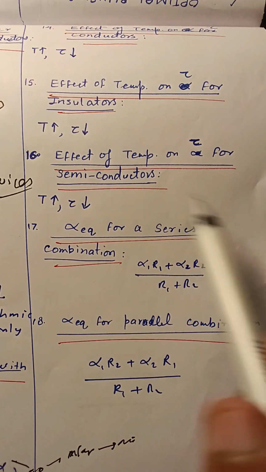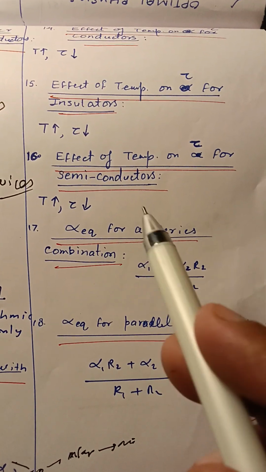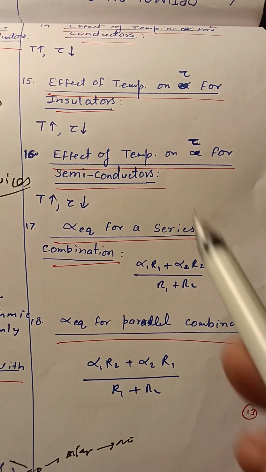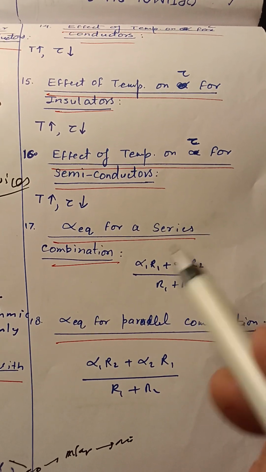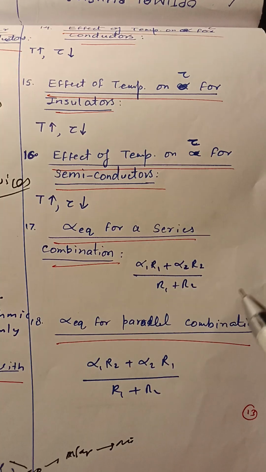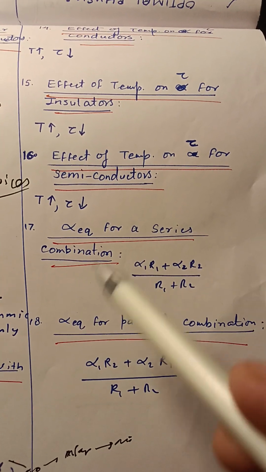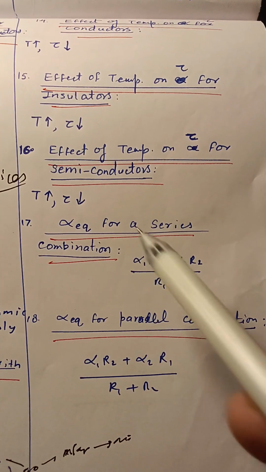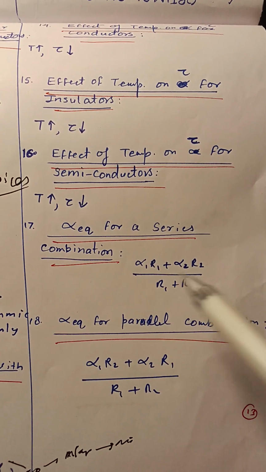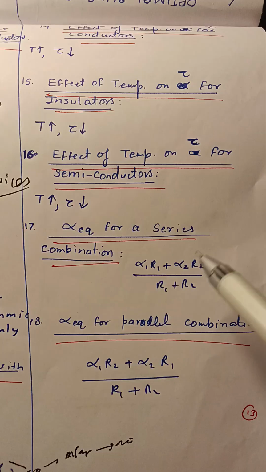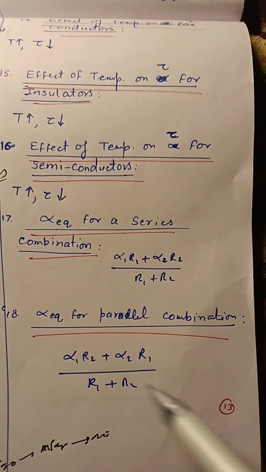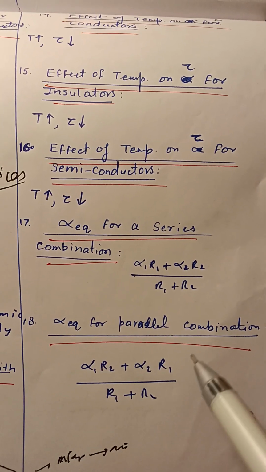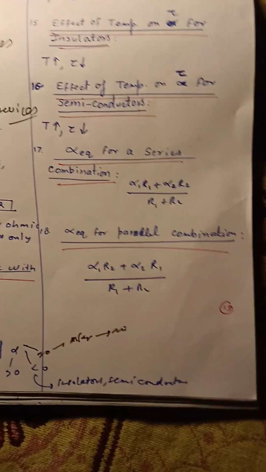Then we have the concept of alpha equivalent for a series combination. Suppose there are two resistances R1, R2, with temperature coefficients of resistance alpha 1, alpha 2. Then for a series combination, we can derive, under the assumption that alpha is very small, that alpha equivalent for the series combination will be (alpha 1 R1 plus alpha 2 R2) by (R1 plus R2). Whereas in a parallel combination, just reverse the case: it will be (alpha 1 R2 plus alpha 2 R1) by (R1 plus R2).